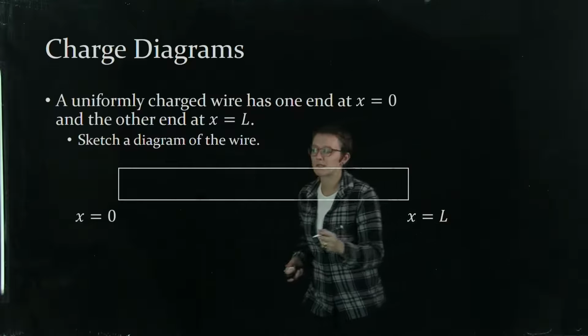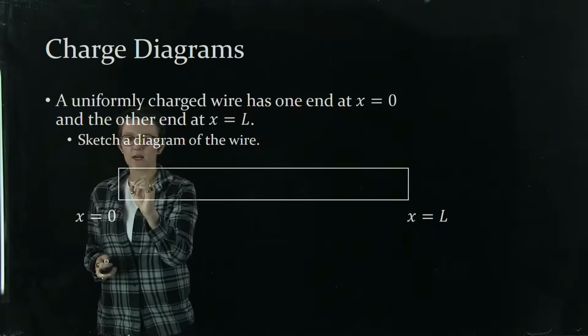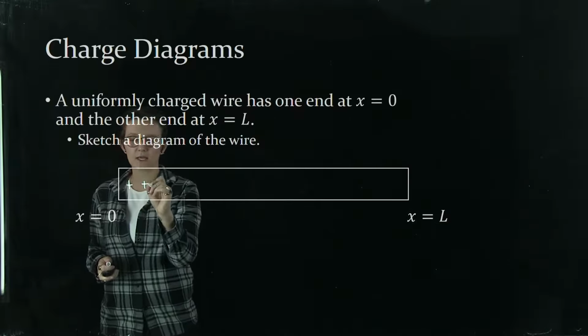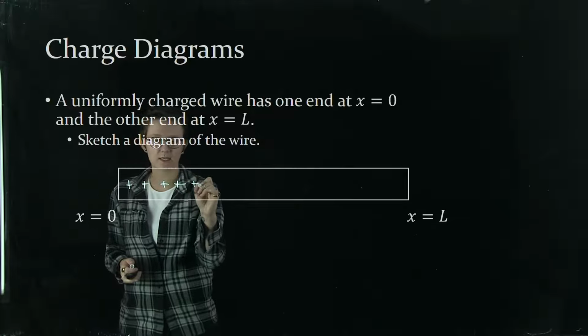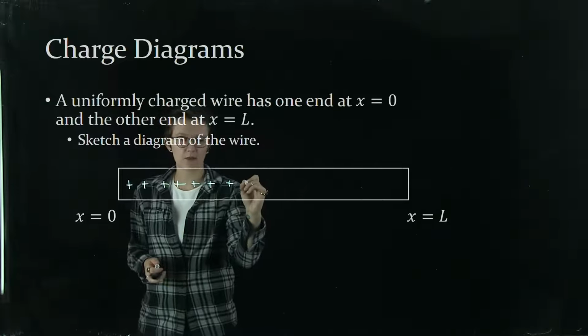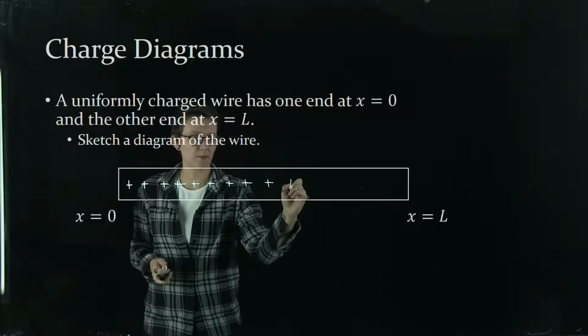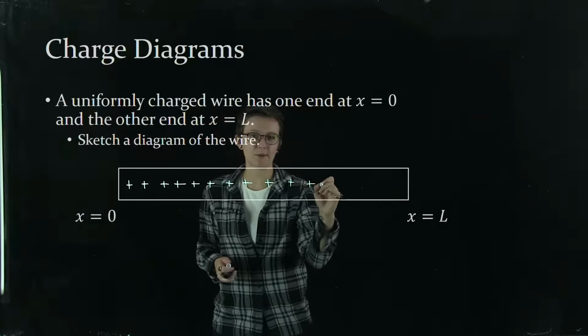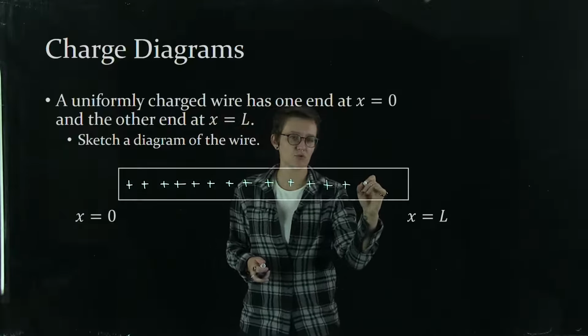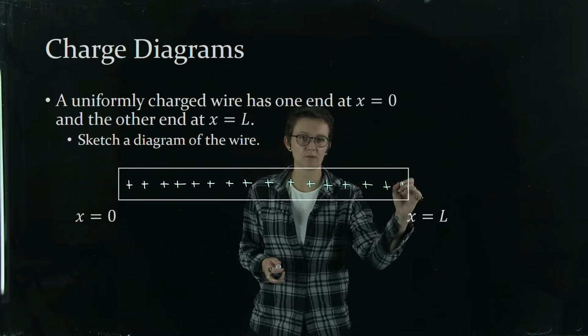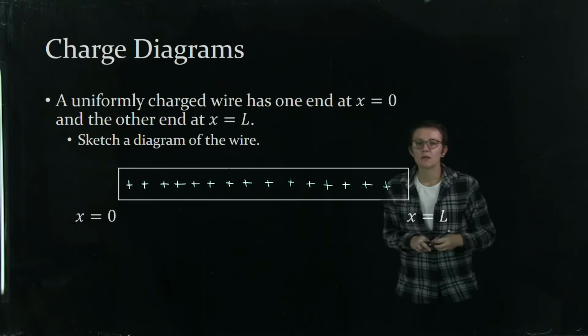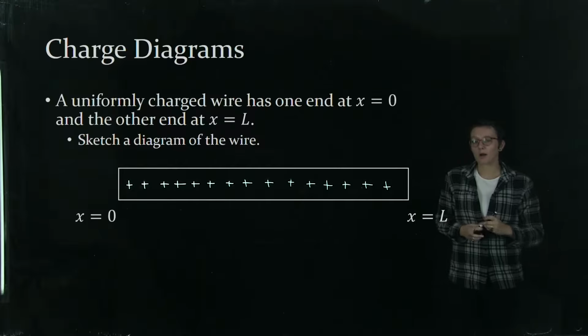Let's say it's positive. So I'm going to start by drawing a plus sign over here, and I'm going to try to draw them equivalently spaced, which might be a little difficult, but I'm going to do my best. So pretend these are all uniformly spaced. Let's go to the end here. That's probably fine. So there's my uniformly charged wire.